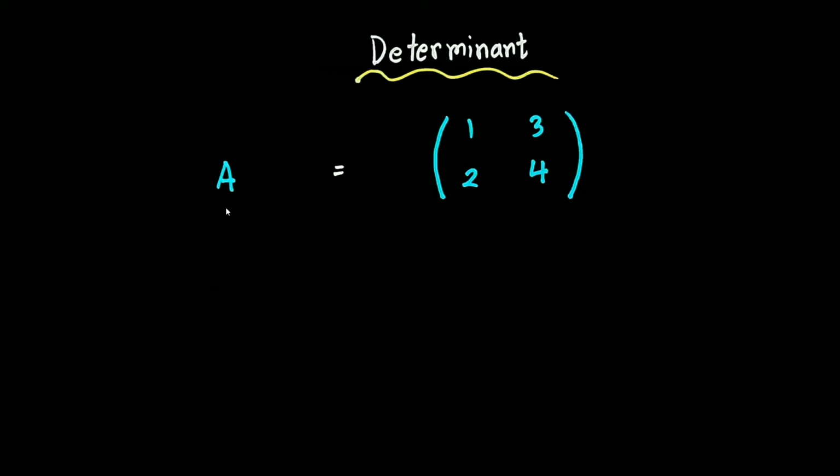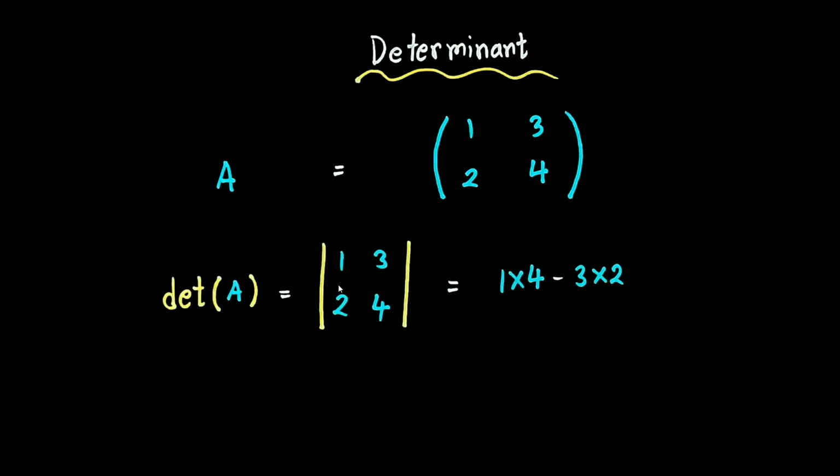Now let's look at an example. Let's say a matrix A is defined as 1 2 3 4. Then the determinant of A, det A, equals the modulus of the matrix, which equals 1 times 4 minus 3 times 2, or 2 times 3, which is the same thing, giving us minus 2 as the result, and this is the determinant of the matrix A, which is 1 2 3 4.